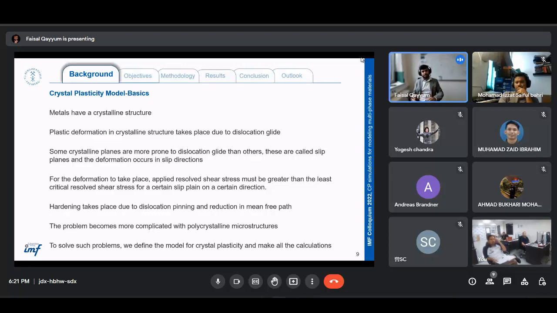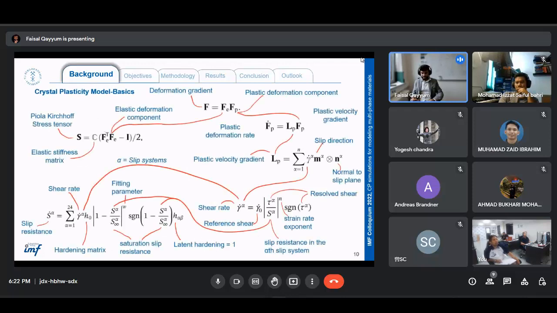Now this is generally when we are talking about only one crystal, but in overall materials we have polycrystalline microstructure. That means there are several grains with different orientations aligned very differently with the loading axis, and the problem becomes more complicated because we have to solve this equation for every small element and get our answers. To solve such problems, we define the model for crystal plasticity and make all these calculations. So these are basically all the fundamentals for crystal plasticity, and we do this with not so complicated math.